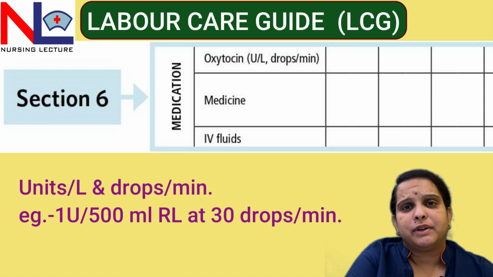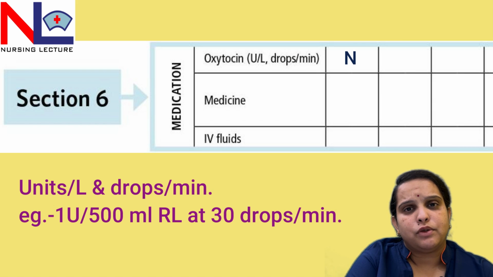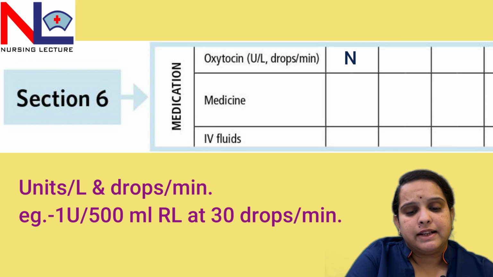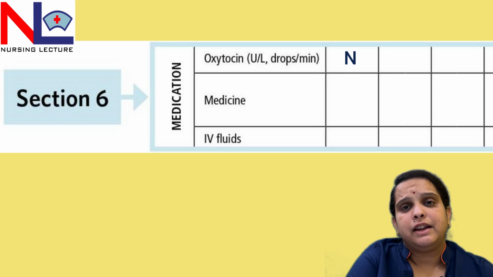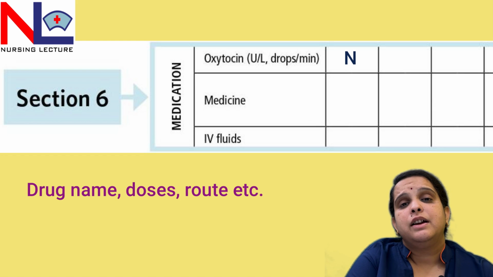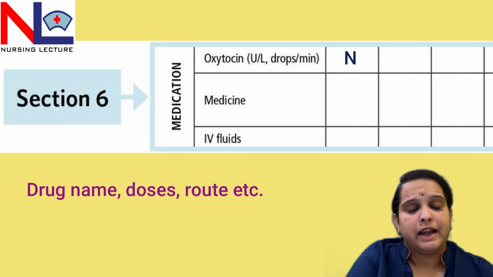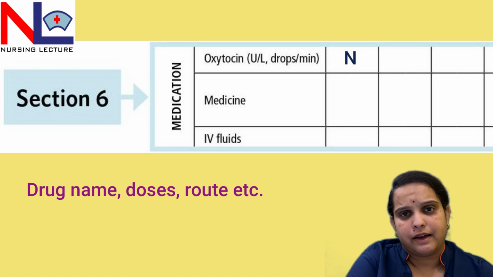So all these details should be written here. And suppose the mother is not receiving any IV infusion of oxytocin, then you have to write N, that is no. In a similar way for medicine, if the mother is taking any medicine orally or intramuscularly, by any route, you have to mention the name of the drug, dose and route of that drug. And if she is not taking any, then we have to write N, no.